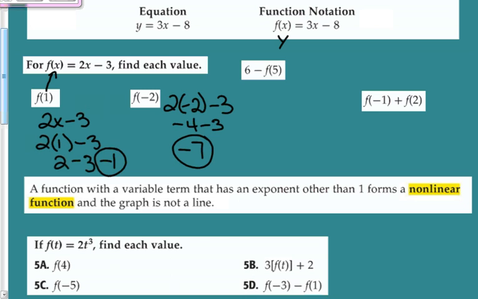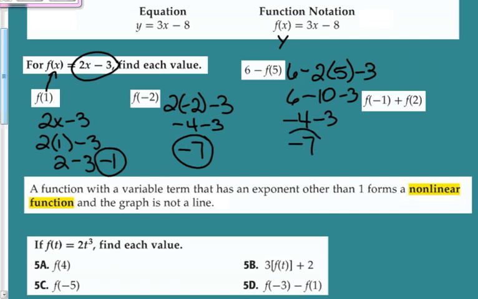Now this has a little extra. First we're going to put the 5 in place of this function. Then we'll put a 6 minus out in front. So we've got 6 minus 2 times 5 minus 3. Let me work that out. Negative 2 times 5 is a negative 10 minus 3 with 6 in front. 6 minus 10, negative 4 minus 3. This also makes negative 7.